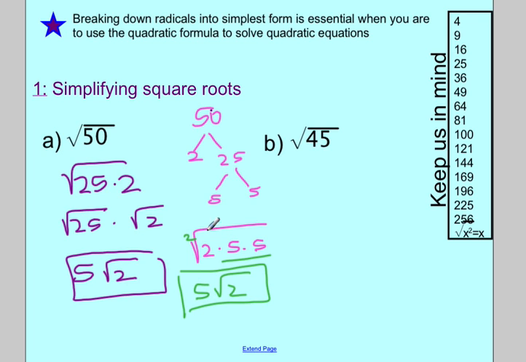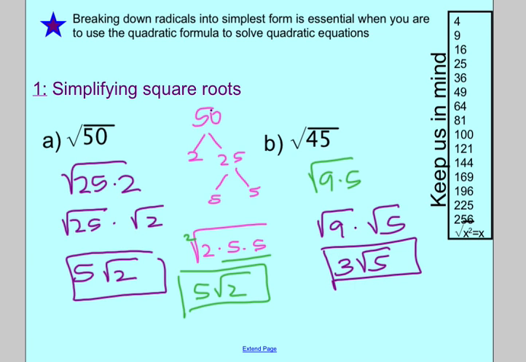Okay. Square root of 45. I can see that one right away. 9 times 5. Breaking it apart, it's square root of 9 times square root of 5. Square root of 9 is 3. Square root of 5 is not a perfect square, so my answer is 3 square root of 5.